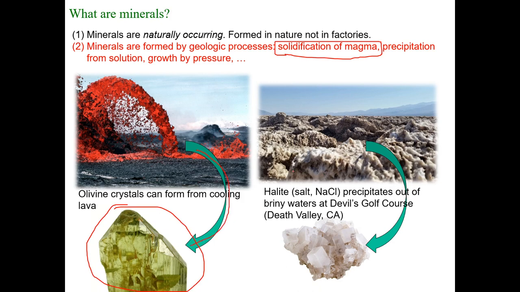That's a mineral. Another way is from precipitation. These halite crystals formed in Devil's Golf Course in Death Valley National Monument in California. These are minerals. They didn't form from a magma. They formed from a saturated, briny liquid, water, that evaporated. It's very evaporative conditions in Death Valley, right? So it evaporated and left behind the mineral contents. So they precipitated from a liquid. There are also other things, like growth by pressure, and I'll talk about those in just a minute.